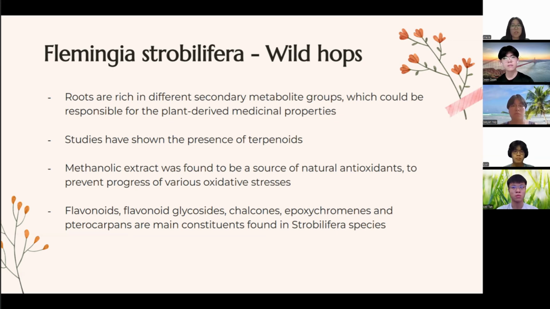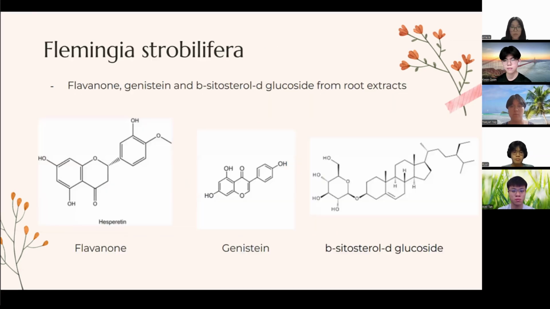The roots are rich in different secondary metabolite groups, which could be responsible for the plant-derived medicinal properties. Studies have shown the presence of terpenoids, and methanolic extract was found to be a source of natural antioxidants to prevent progress of various oxidative stresses. Flavonoids, flavonoid glycosides, chalcones, epoxychromines, and pterocarpans are the main constituents found in Stropilifera species.